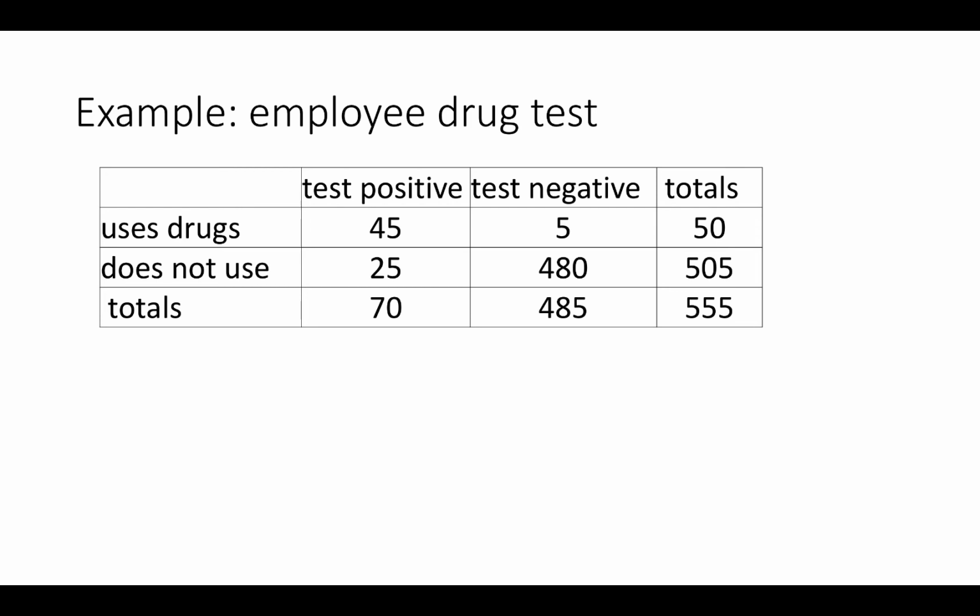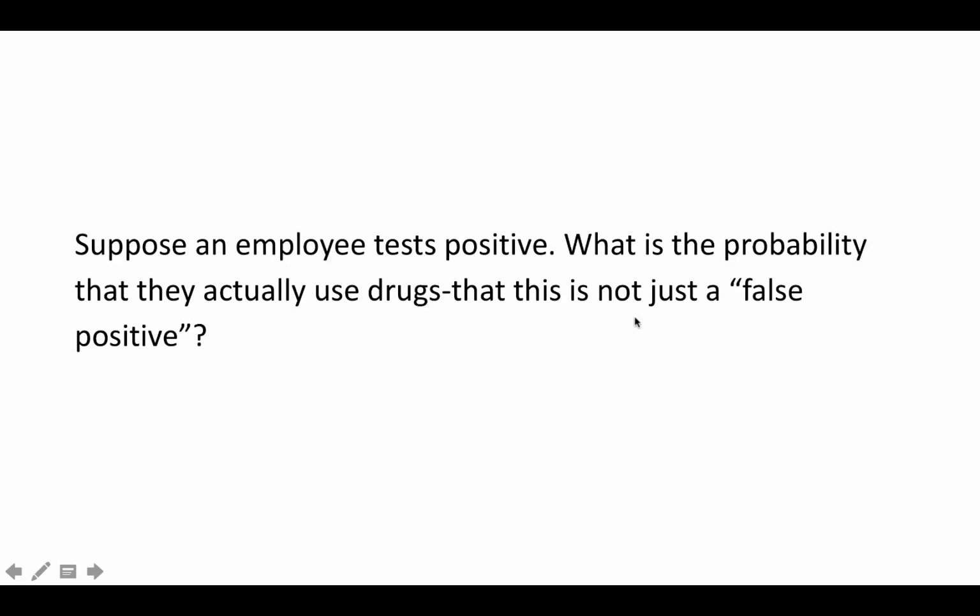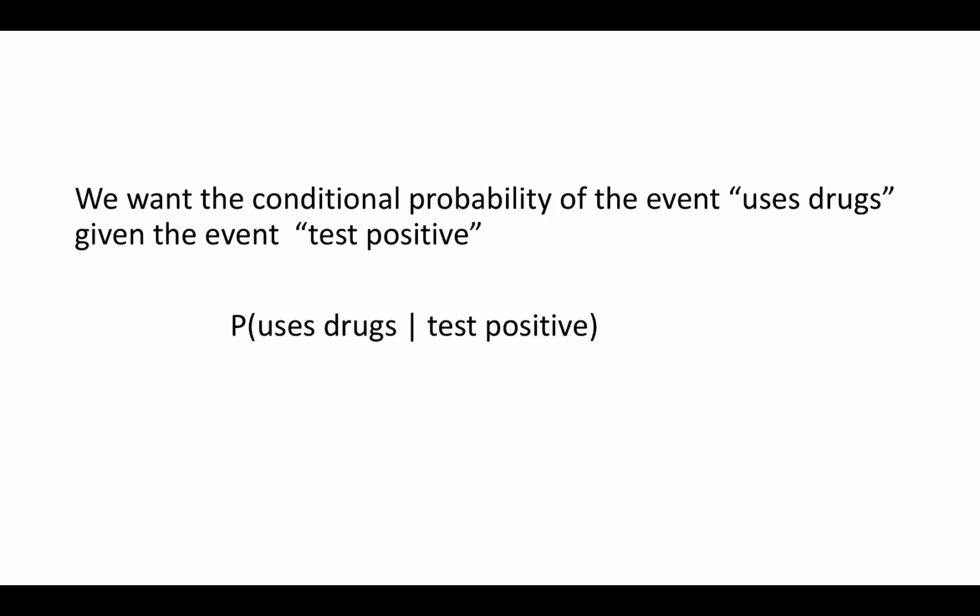Sometimes you can read these conditional probabilities right off of a chart if you're given that. So we can see from the chart that the probability that a person uses drugs is 50 out of 555. There are 50 drug users out of a total of 555. We can also look at the probability that a person tested positive, which is going to look at the positive results. There are 70 out of 555. So now you ask the question, an employee tests positive, what's the probability that they're actually a drug user and this is not just a false positive?